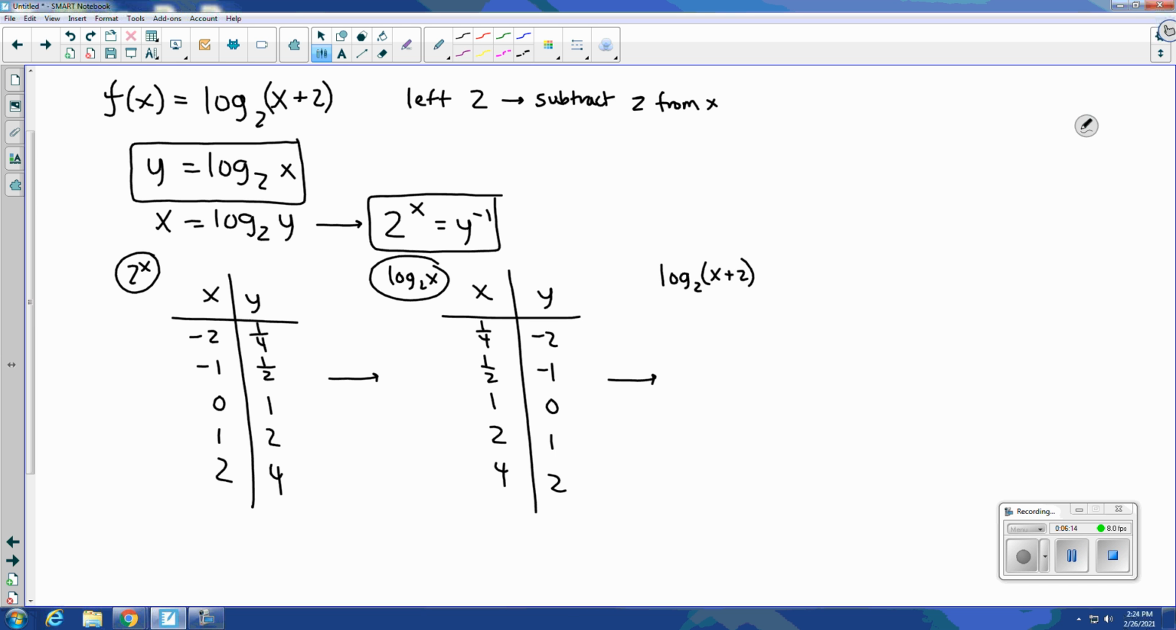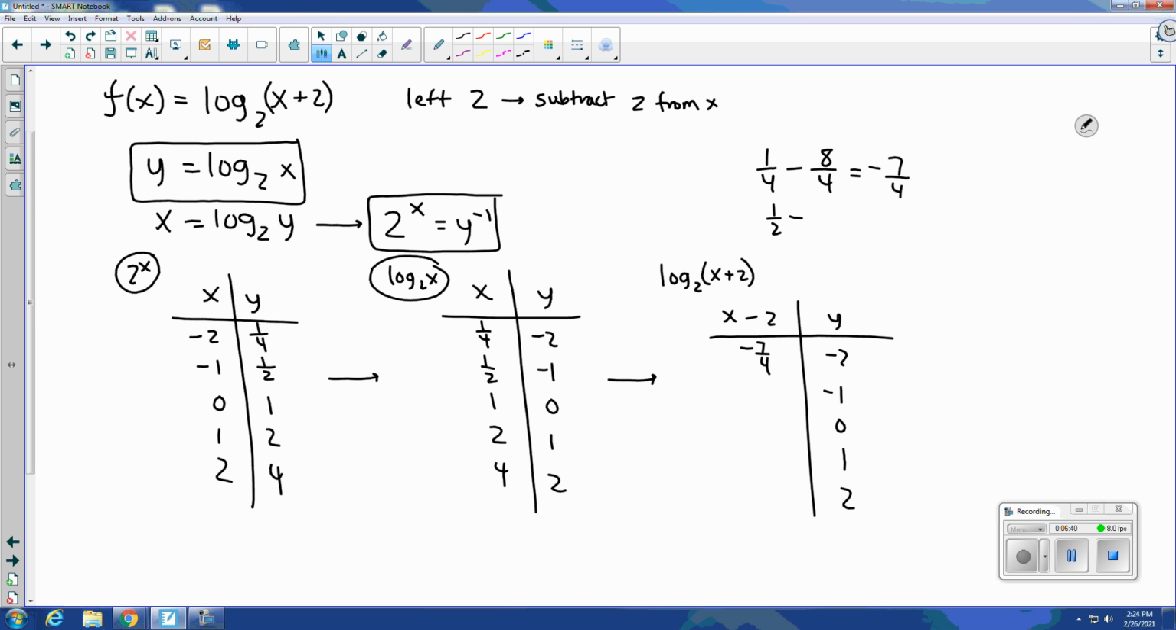So to do that, we already discussed how to incorporate that transformation. We're going to subtract 2 from all the x's. So 1/4 minus 2 is the same thing as 1/4 minus 8/4. So I get those common denominators. We're going to have negative 7/4. By the way, the y values are untouched because there's no vertical transformation occurring here. So the only thing I'm altering are these x values. So then we have 1/2 minus 2, which is the same thing as 1/2 minus 4/2, and you get negative 3/2. Then 1 minus 2 is negative 1, 2 minus 2 is 0, and 4 minus 2 is 2.